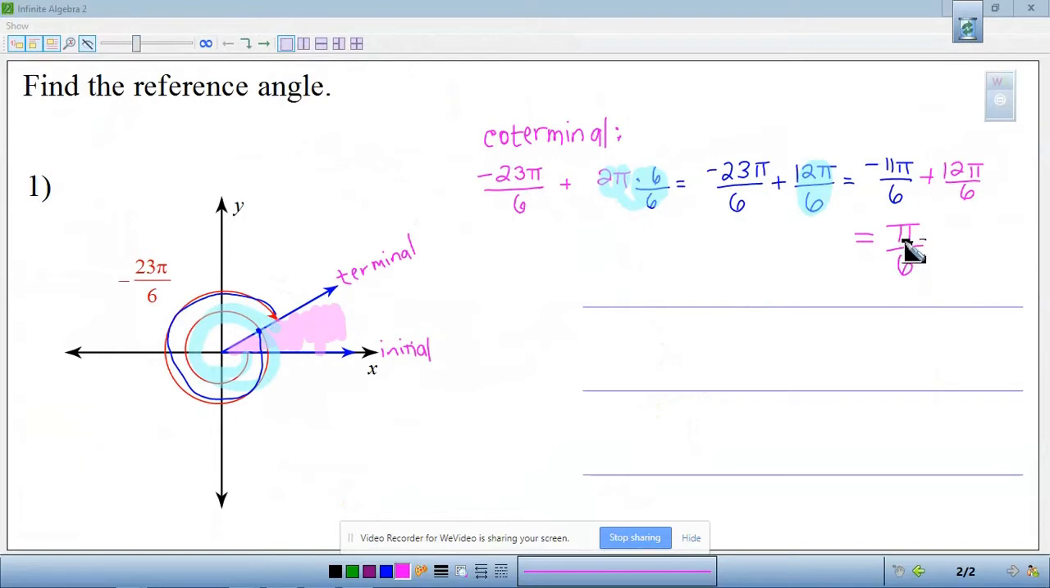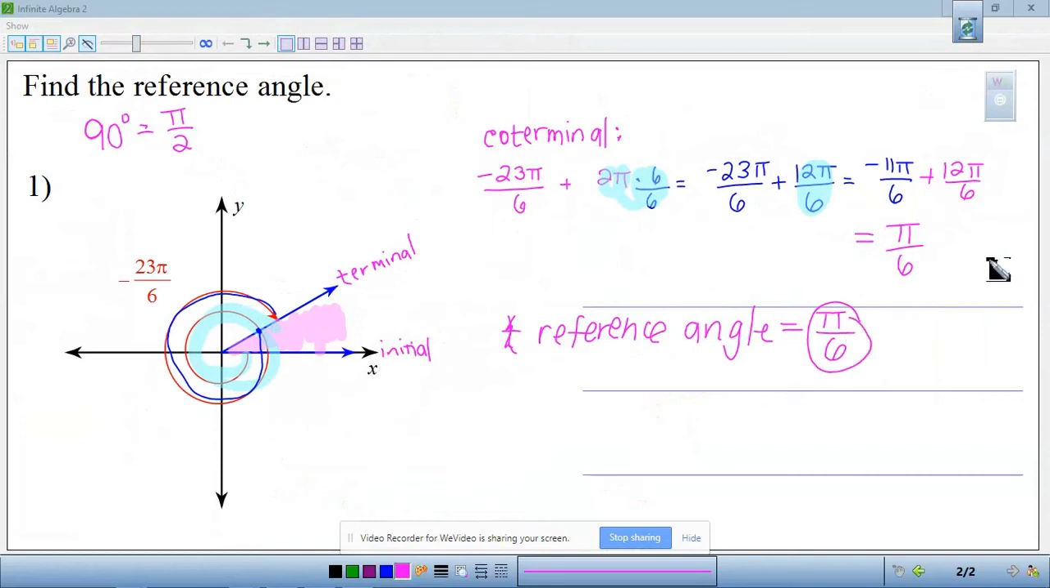Now, in this case, my coterminal angle happens to actually be the reference angle as well, because pi over 6 is acute. 90 degrees is the same as pi over 2, and so any radian less than pi over 2 is an acute angle. And 1/6 is less than 1/2, so this is acute. So my reference angle is pi over 6. Your coterminal angle and your reference angle will not always be the same thing.